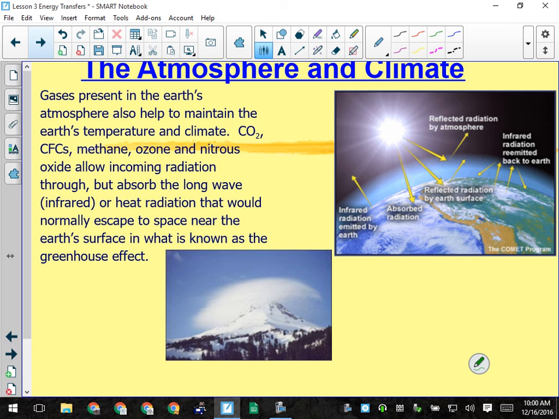Ozone, nitrous oxide, all of those allow the radiation to come through. But after it strikes the earth, it changes slightly, gets a little bit longer, and then it gets trapped by those greenhouse gases.